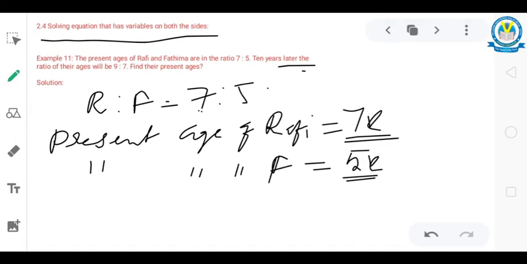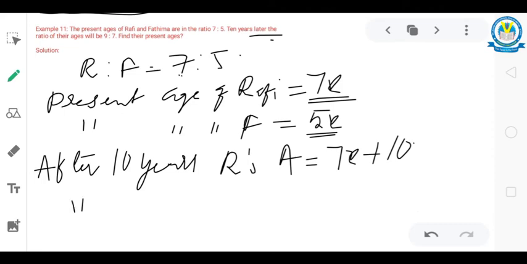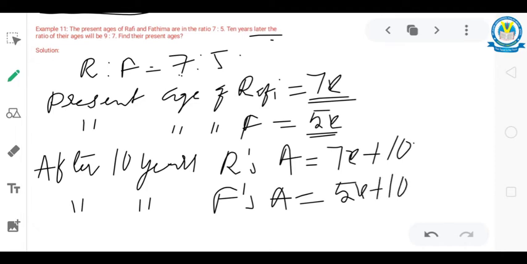Now suppose after 10 years their ages will be: after 10 years Rafi's age equals 7x plus 10. After 10 years Fatima's age equals 5x plus 10. Okay, clear? But it is given that after 10 years their ages will be in the ratio 9:7.